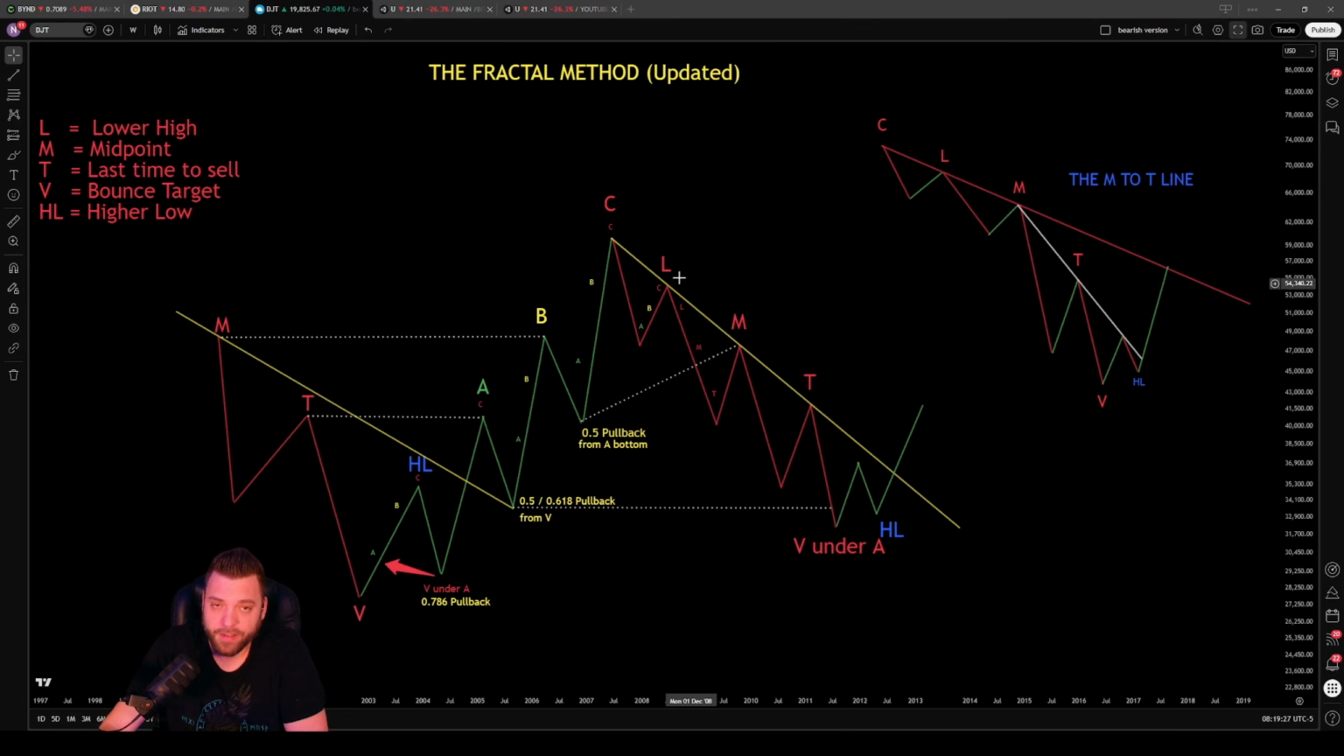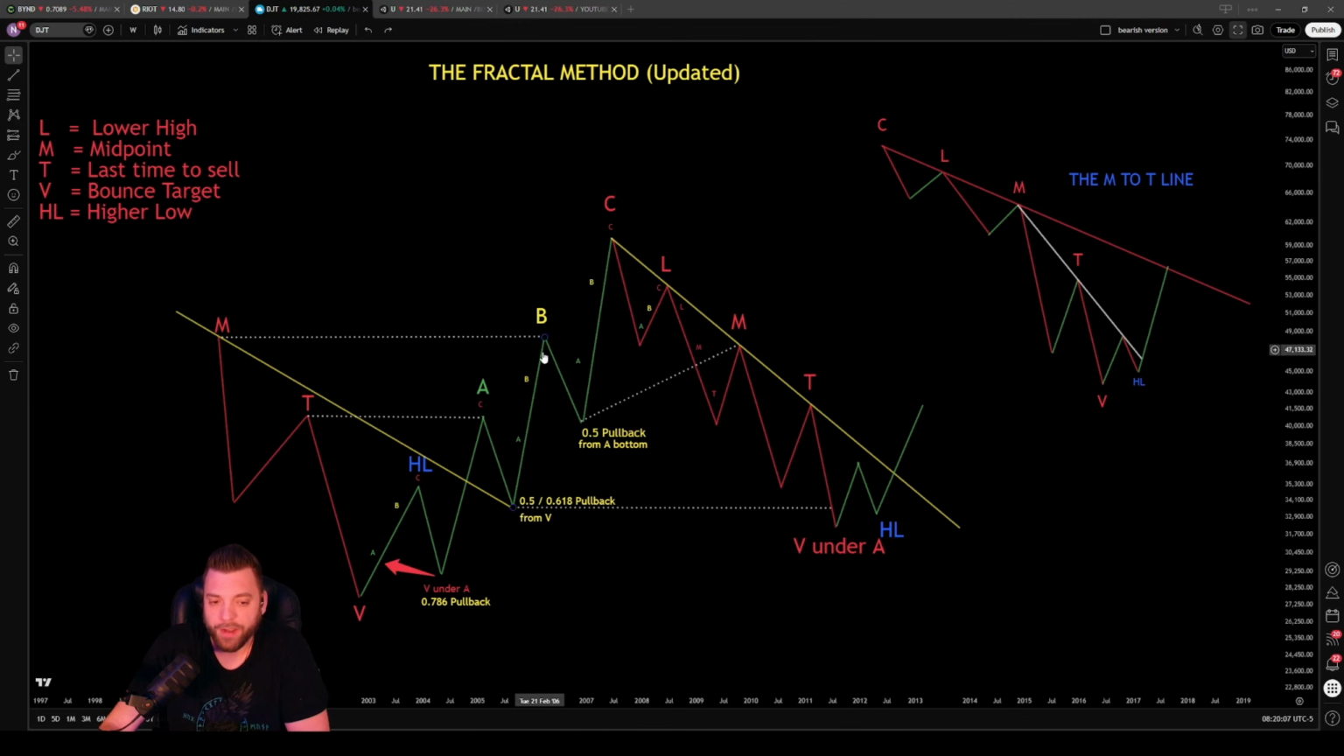And for the M, there are the same rules. M is only finished when it's falling under the point where it started. And the same for T. Also, your B pullback isn't allowed to pull lower than the A bottom. If this happens, that's not B. The same thing, your A peak can't be higher than your B peak. It has to be lower. Okay.